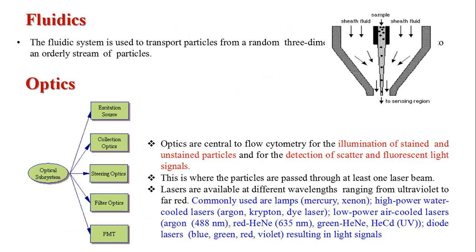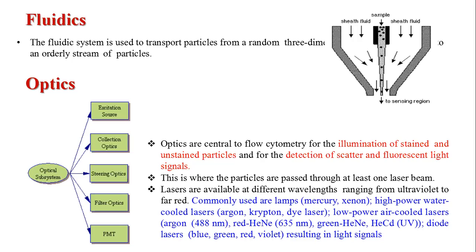So the fluidics, here you can see, the cells are here, and here we have to add a particular fluid that may be buffer, that may be sheath fluid, to maintain the fluidity of the particle or the cell. So the fluidic system is used to transfer particles from a random three-dimensional distribution into an orderly system of particles.